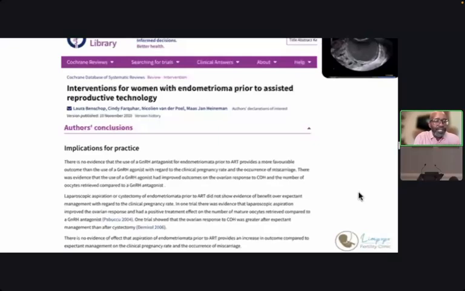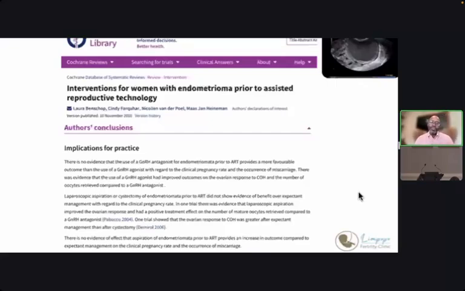Laparoscopic aspiration or cystectomy for endometrioma prior to ART did not show evidence of benefit over expectant management with regard to clinical pregnancy rate. In one trial, there was evidence that laparoscopic aspiration improved the ovarian response and had a positive treatment effect on the number of mature oocytes retrieved compared to GnRH antagonist. And one trial showed that ovarian response to controlled ovarian stimulation was greater with expectant management than after cystectomy. But there's no evidence that aspiration of endometrioma prior to ART provides an increase in outcome compared to expectant management on the clinical pregnancy rate and occurrence of miscarriages.